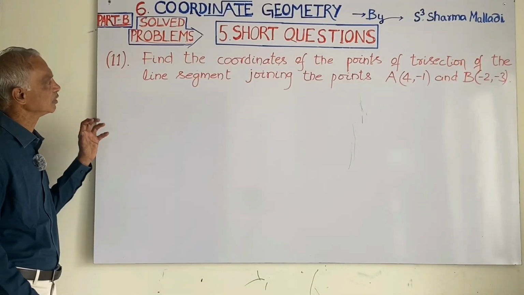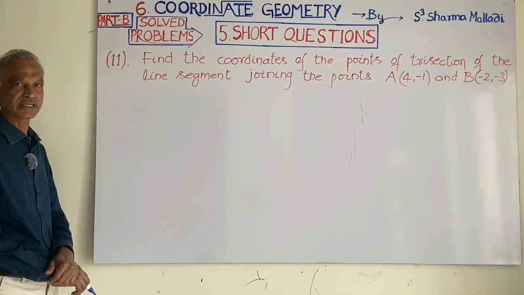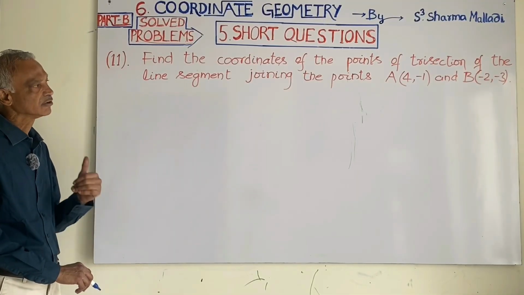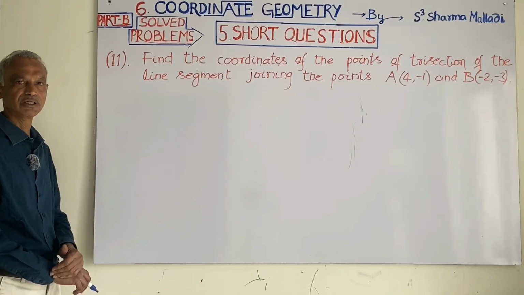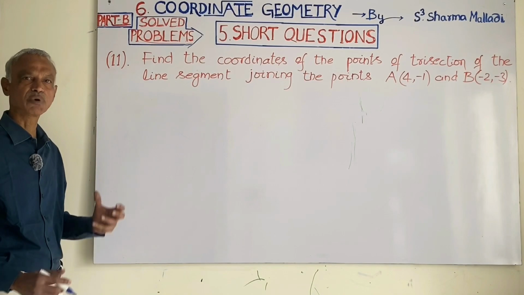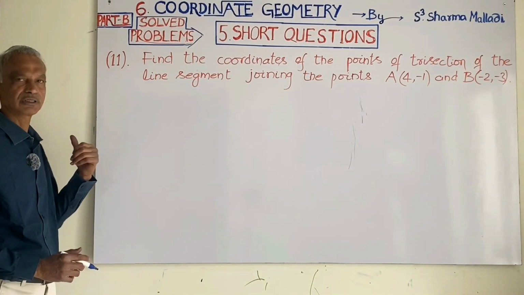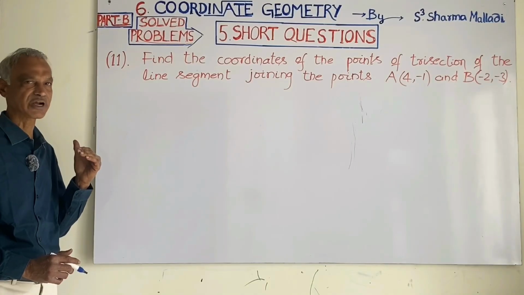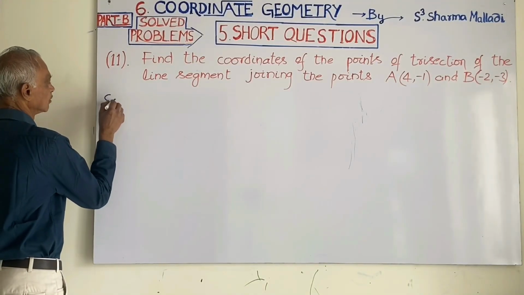Now the 11th problem: find the coordinates of the points of trisection of the line segment joining the points A(4, minus 1) and B(minus 2, minus 3). Points of trisection are the points which divide the line segment into 3 equal parts. We have to find those points. Solution.